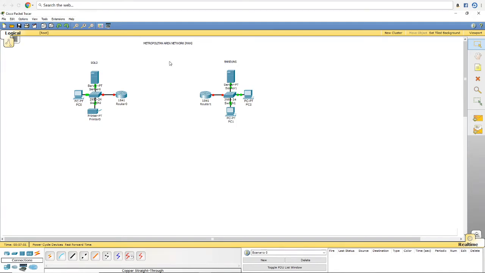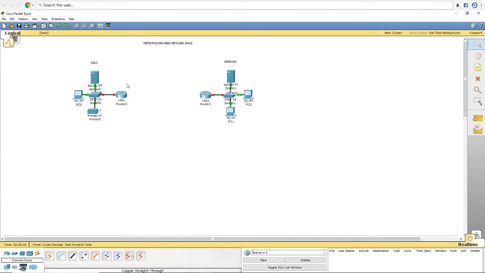Today we're going to make a metropolitan area network, or MAN, that consists of two cities, Solo and Bandung. In Solo local area network, we are using the devices: one router, one server, one PC, and one printer. For LAN Bandung, we are using one router, one server, and two PC clients.